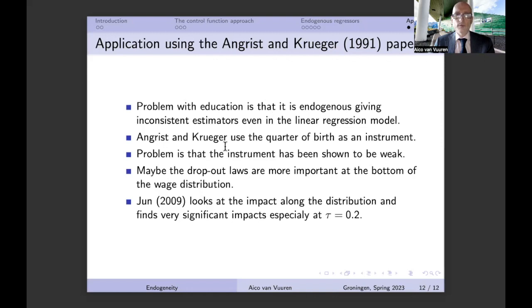In order to solve this, Angrist and Krueger use instrumental variable estimation, so IV. The instrument that they use is the quarter of birth in a particular year. The question, of course, arises: how is the quarter of birth related to your education level? Well, the answer is that it is related to the laws with respect to education in the United States. In the period that they analyzed, it was possible to drop out of high school in the year in which you turn 16.